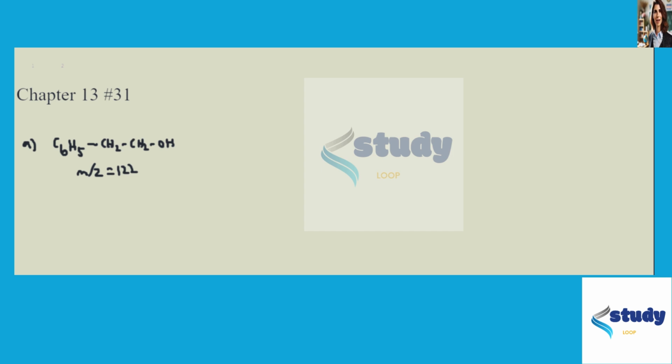This is the answer to Chapter 13, problem number 31 from the Smith Organic Chemistry textbook. In this problem, we're asked for each compound, assign likely structures to the fragments at each m/z value, and explain how each fragment is formed.